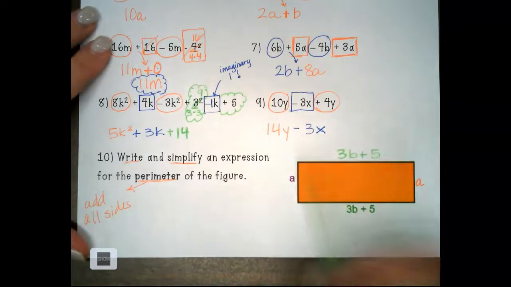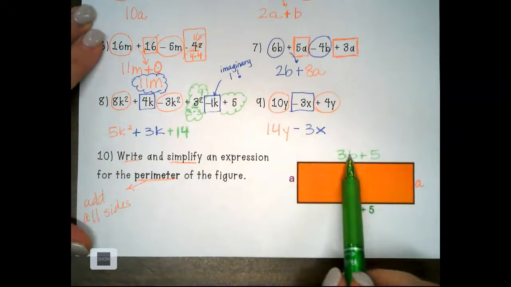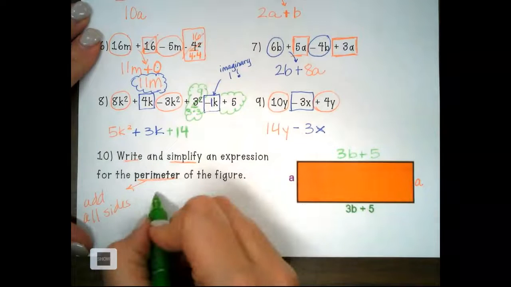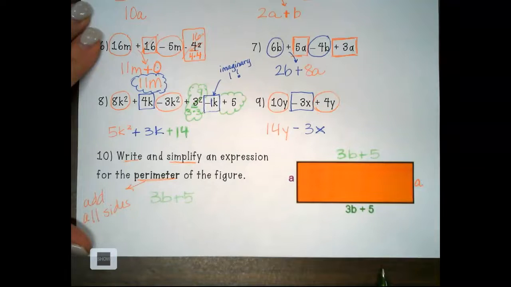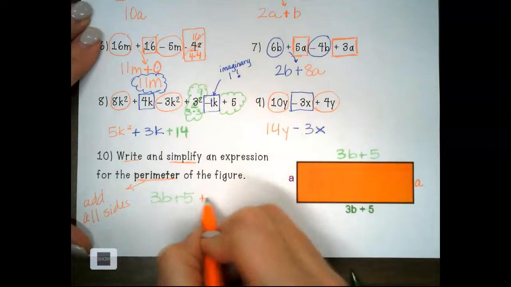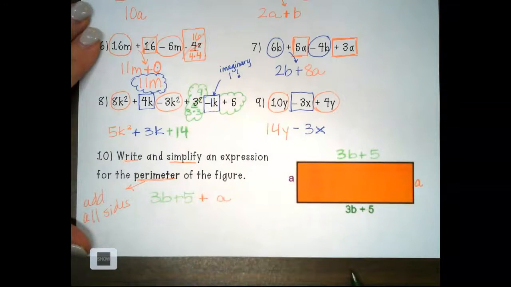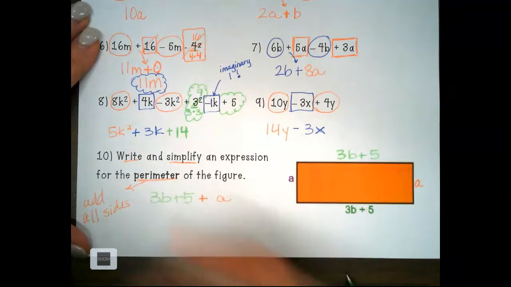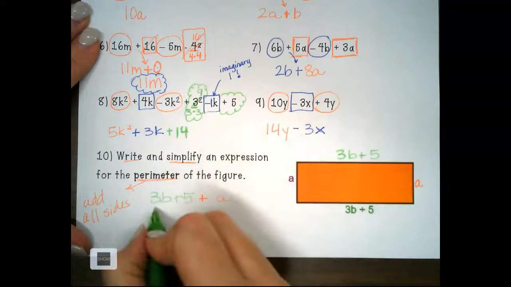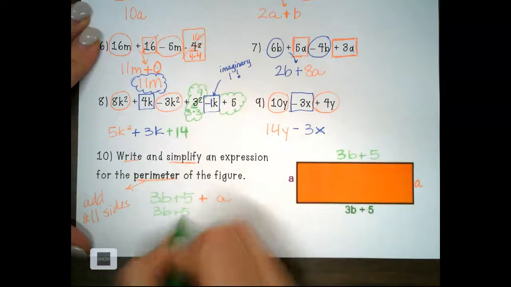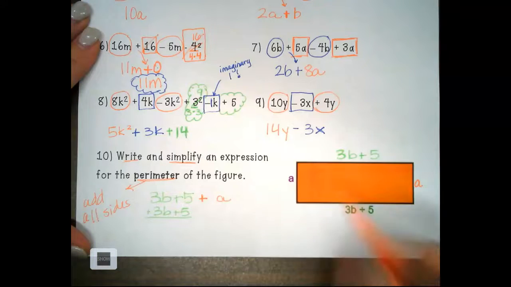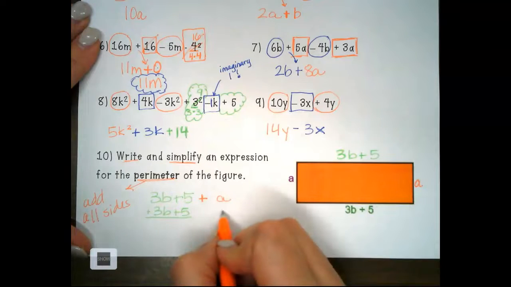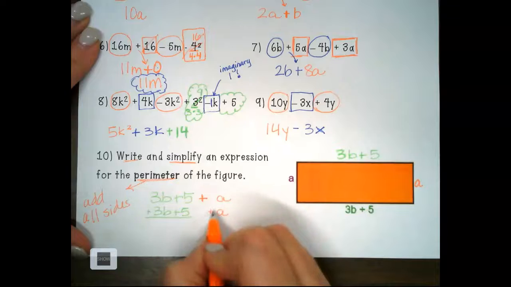Alrighty, you can start wherever you want. I like to start at the top, like a clock, and go around. I have 3b plus 5, and I'm going to add to that an A, and then I have another 3b plus 5. And you could even stack it if you wanted to. You could put the 3b plus 5 here. And we have the fourth side, which is another A. So we're going to add those together.